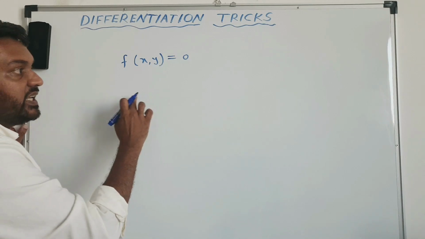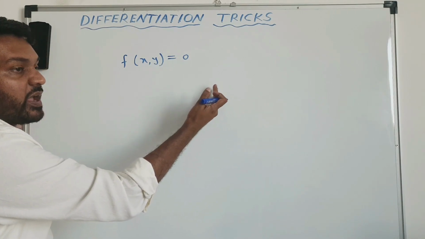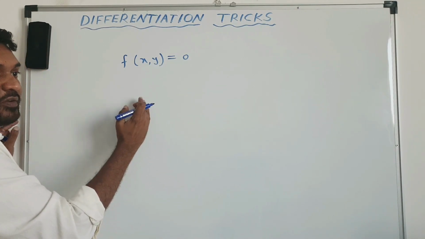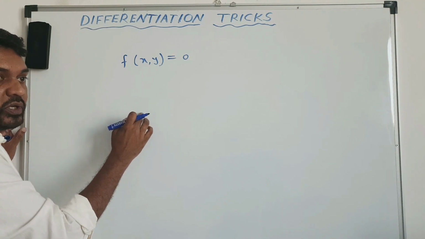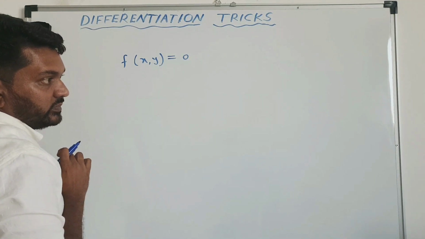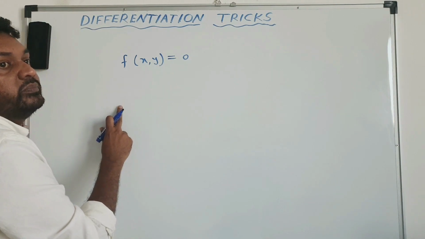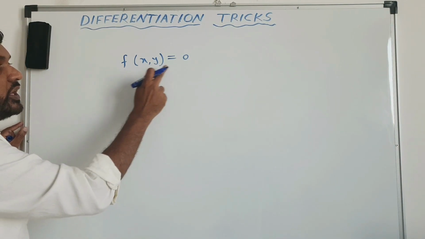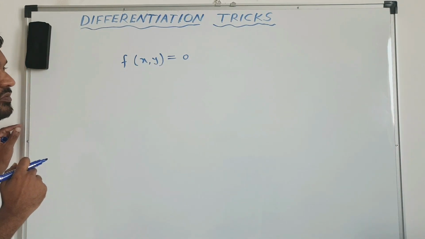You have to differentiate each term, take dy by dx terms to one side, and take dy by dx common out and find it. That will take a lot of time. So how to do it quickly? We will see that now.